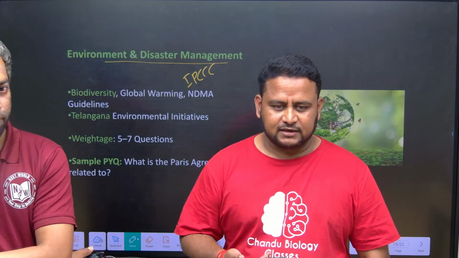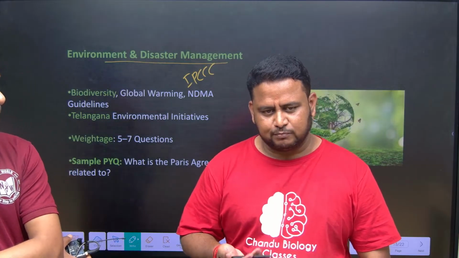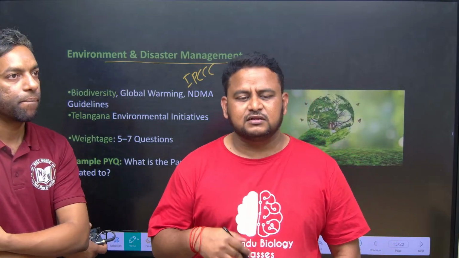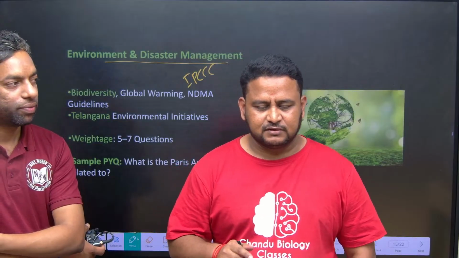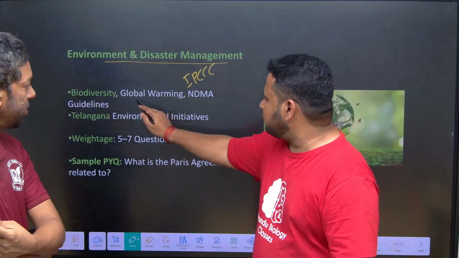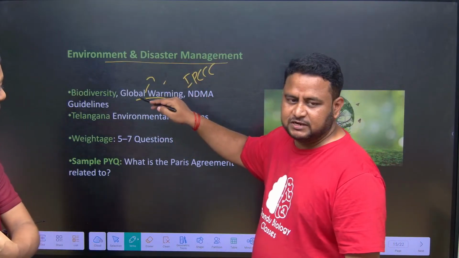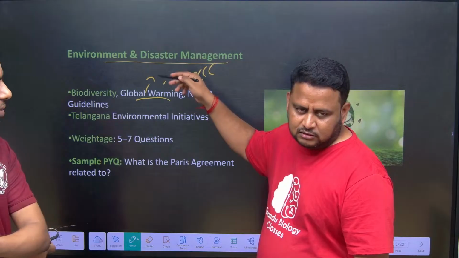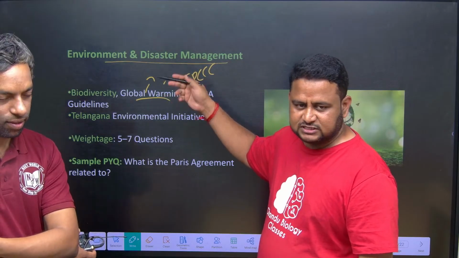What are the guidelines of the Central Pollution Control Board? What are the factors related to air pollution and water pollution? What is PM 2.5? What is the difference between PM 2.5 and PM 10? These things you must be aware of. When it comes to global warming, what do you mean by ozone depletion? What are pollutants like sulfur dioxide? All these things you must be aware of.